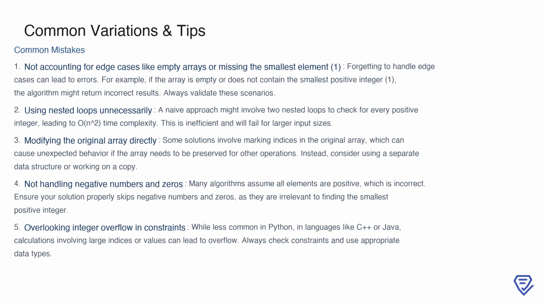It's also important to ensure your solution skips over irrelevant values like negative numbers and zeros, as they don't contribute to the goal of finding the smallest positive integer. Finally, in languages like C++ or Java, be mindful of the potential for integer overflow when working with large indices or values. Always check the constraints and use data types that can handle the required range.